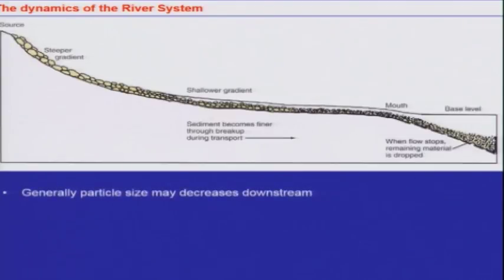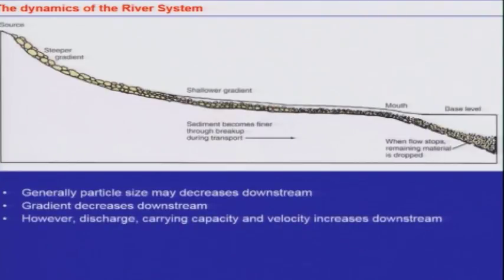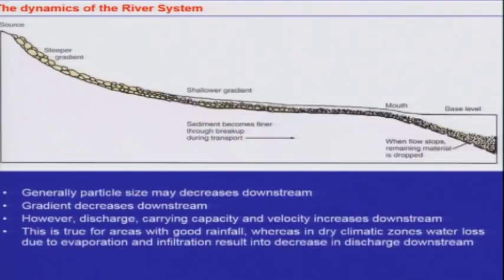Okay. So, a few things you can make a note of: general particle size may decrease downstream as we have the reduction in gradient also. However, discharge, carrying capacity and velocity increase downstream. This is true for areas with good rainfall. So, areas where you do not have enough rainfall will not have very prominent landforms.